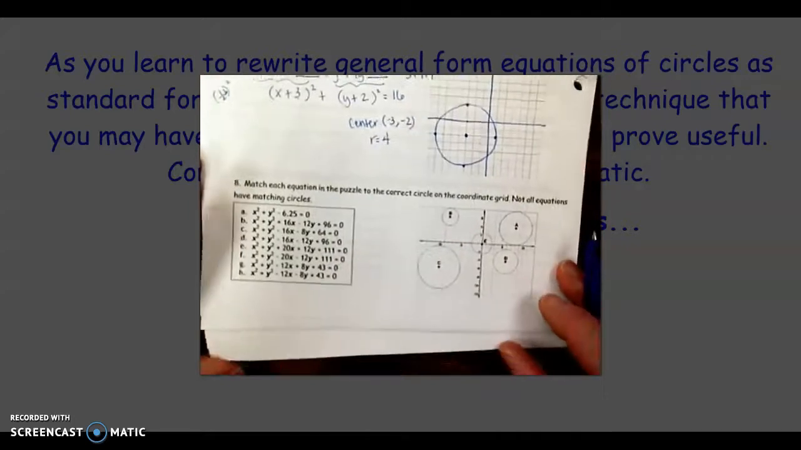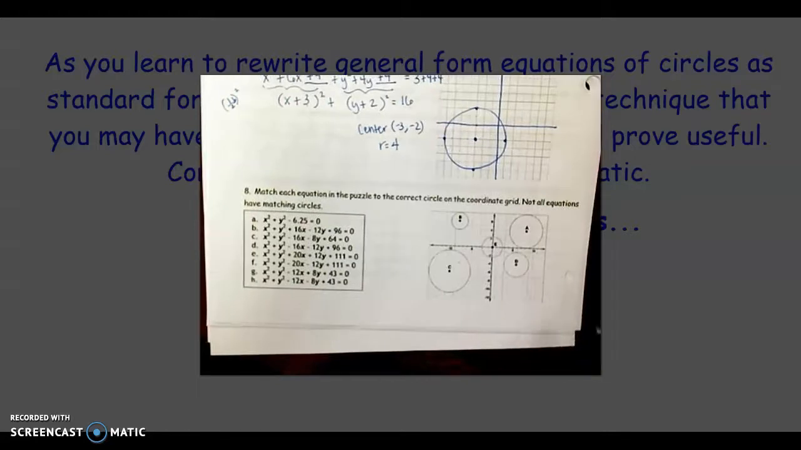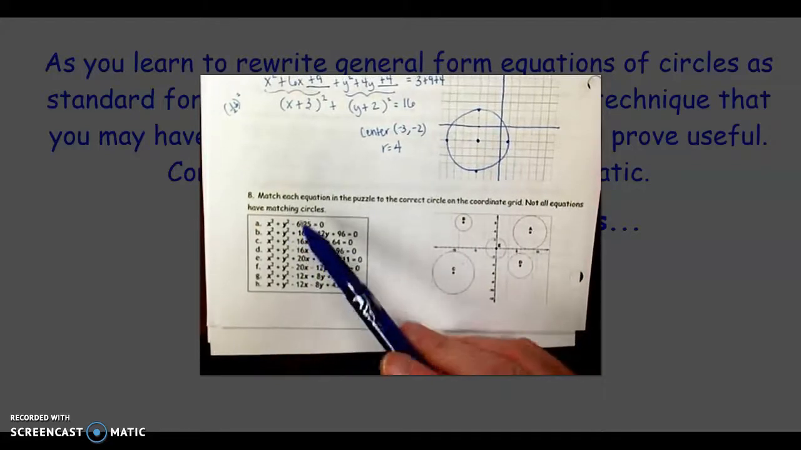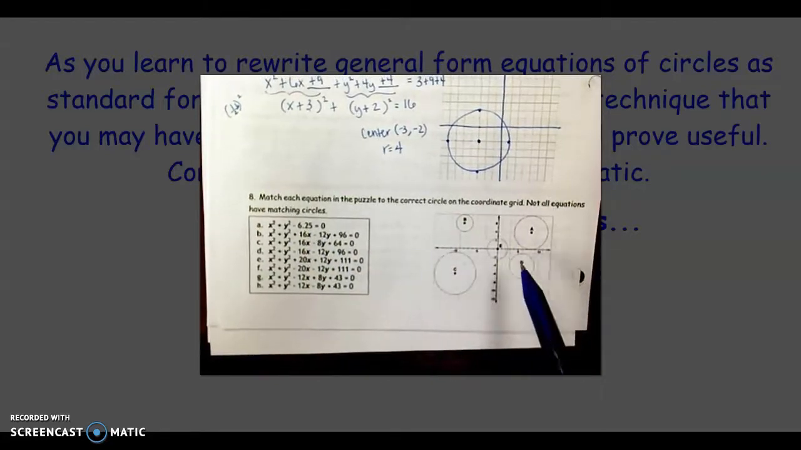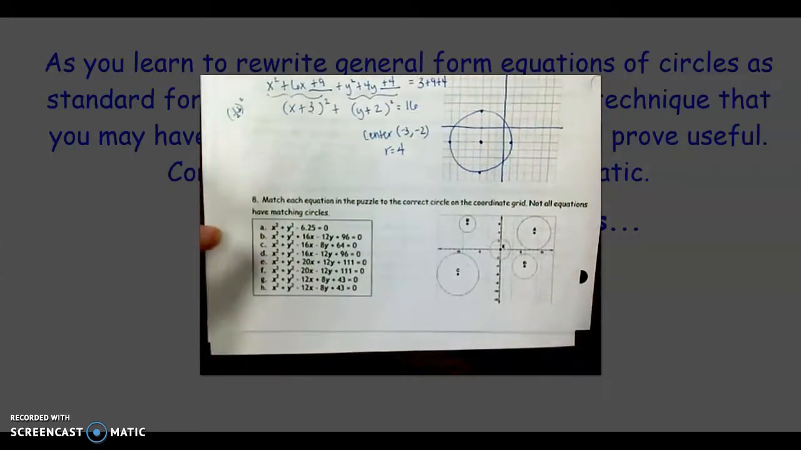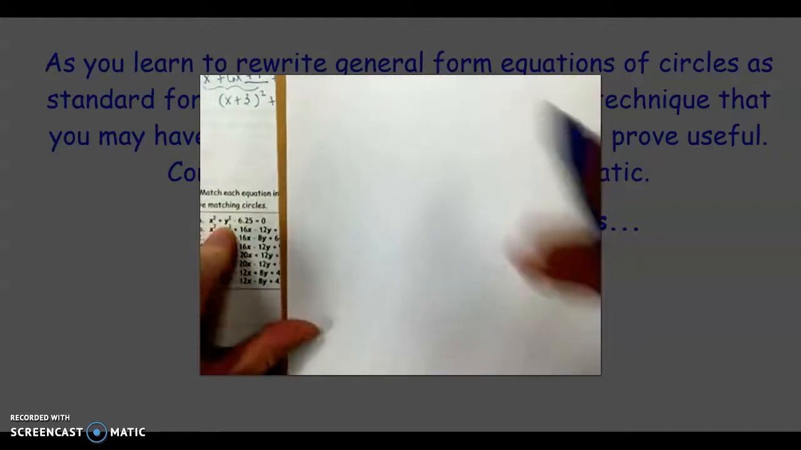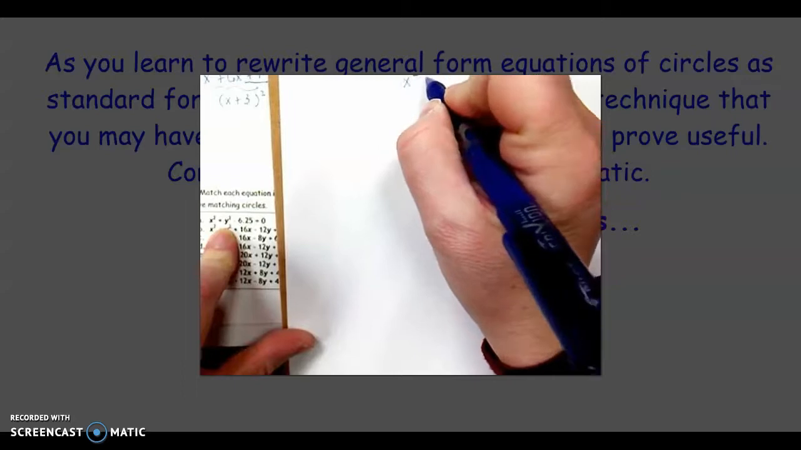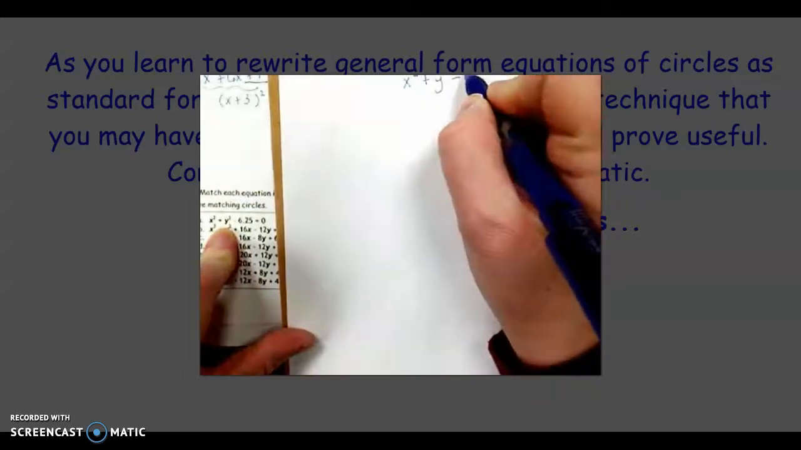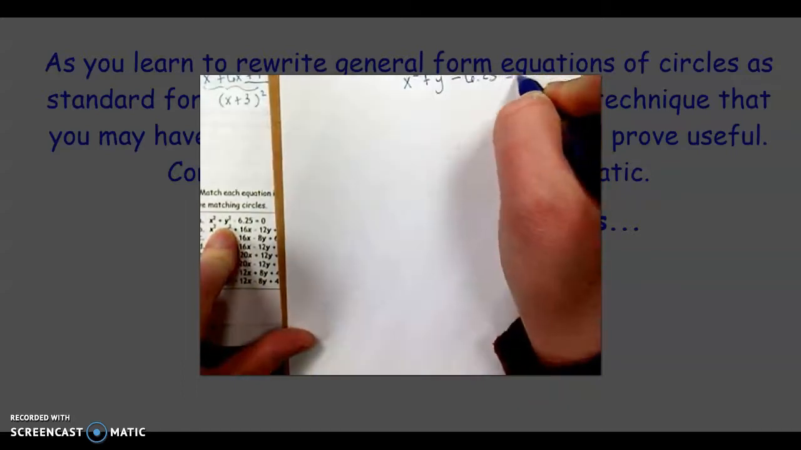All right, so number 8, you can go ahead and try, if you'd like to match these equations with the correct graph here, or we can look at that together. I'm going to do this on a separate sheet of paper just to have a little more room here. But I'm going to write that first equation. So the first equation is x squared plus y squared minus 6.25 equals 0.